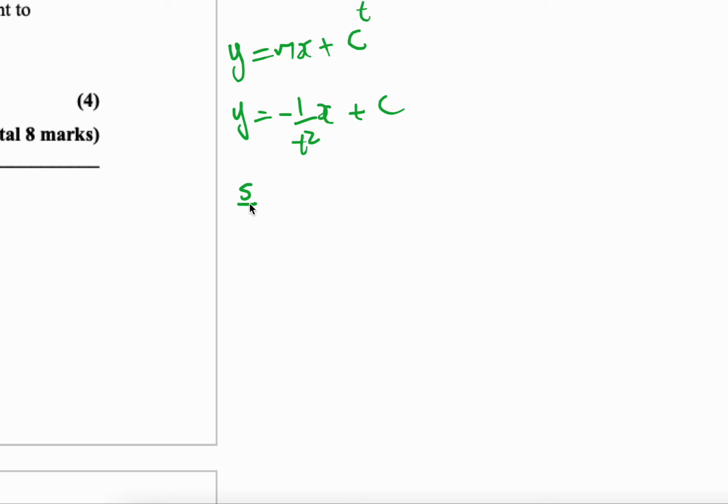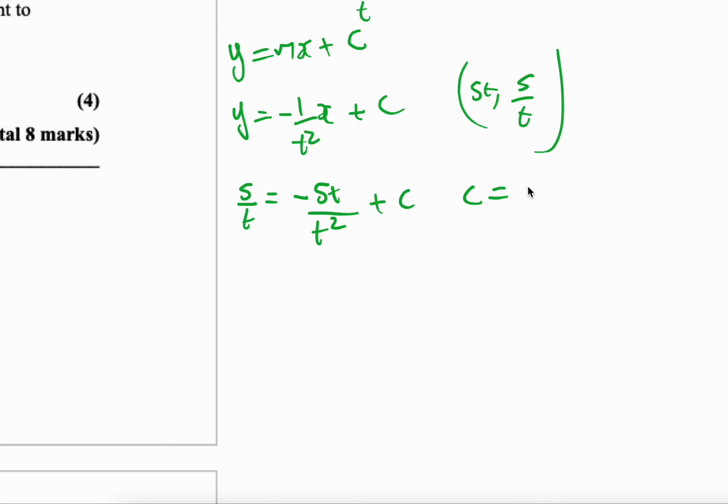So 5 over t is minus 5t squared over t squared. Is that right? No, 5t over t squared. Close enough. We're putting in 5t comma 5 over t, yeah? So that's y equals minus x over t squared plus c. I know, I just hadn't got around to writing it.